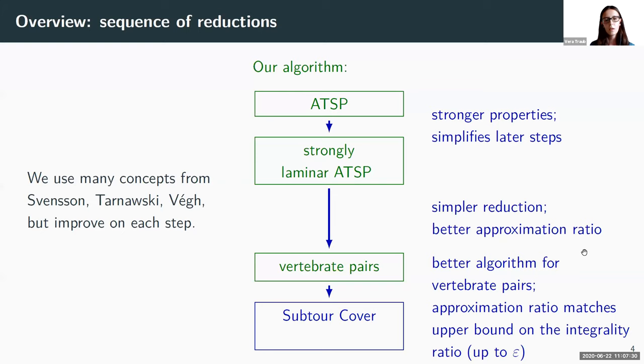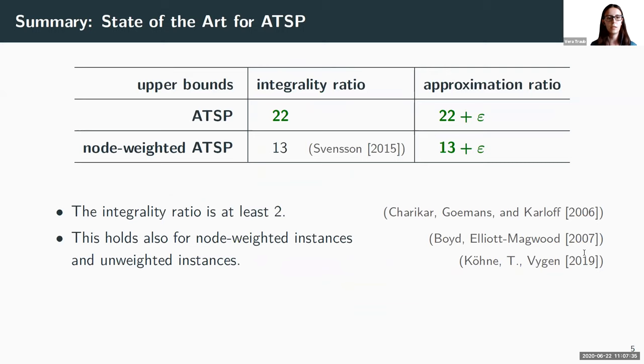And so with this, we get the following state of the art for ATSP. Here in the table, you see the best known upper bounds. The green bounds are those that we improved. There's still some gap left between the best known upper bound on the integrality ratio of the LP relaxation, which is now 22, and the best known lower bound, which is 2, and it's even 2 for unweighted instances of ATSP. So let me stop here. Thank you.